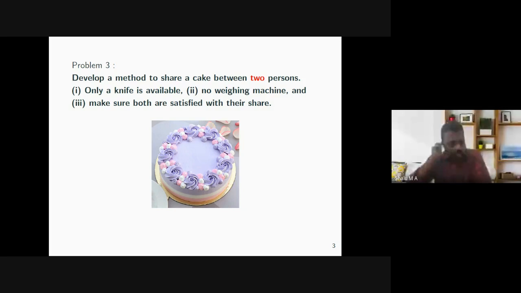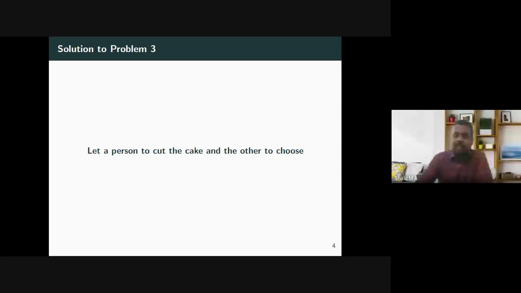നിങ്ങൾക്കൊരു ഐഡിയ മനസ്സിലായെന്ന് വിശ്വസിക്കുന്നു. ഒരാളോട് കട്ട് ചെയ്യാൻ പറയും, അടുത്ത ആളോട് ചൂസ് ചെയ്യാൻ പറയും. ചൂസ് ചെയ്തയാൾക്ക് കംപ്ലൈന്റ് ഇല്ല, കാരണം അയാൾക്ക് ഓപ്ഷൻ കിട്ടി. ആദ്യത്തെ ആൾക്കും കംപ്ലൈന്റ് ചെയ്യാൻ പറ്റില്ല, കാരണം അയാളാണ് കട്ട് ചെയ്തത്, അത് ഈക്വൽ ആയി കട്ട് ചെയ്യേണ്ട റെസ്പോൺസിബിലിറ്റി അയാൾക്കായിരുന്നു. If you don't get your share, that means that you didn't cut it properly. So there is no actual scope for complaining. So both have to be satisfied, both have to be happy, at least mathematically. So where we can't measure, we bring in logical arguments like this.